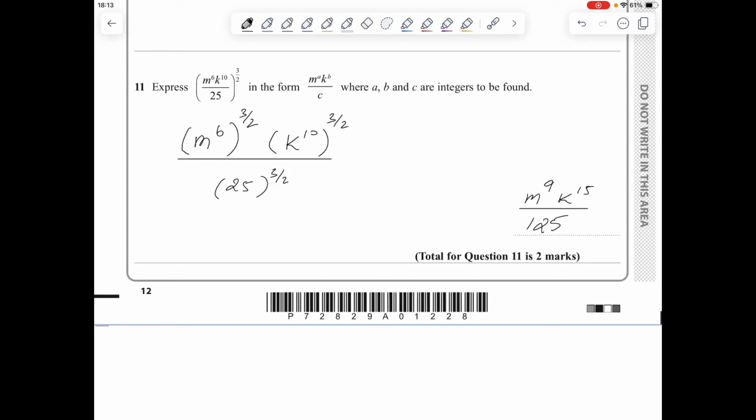Now, if you want to do the denominator manually, you can just recognize that 25 to the power of 3 over 2 is the square root of 25 and then power of 3. This will give you 125.